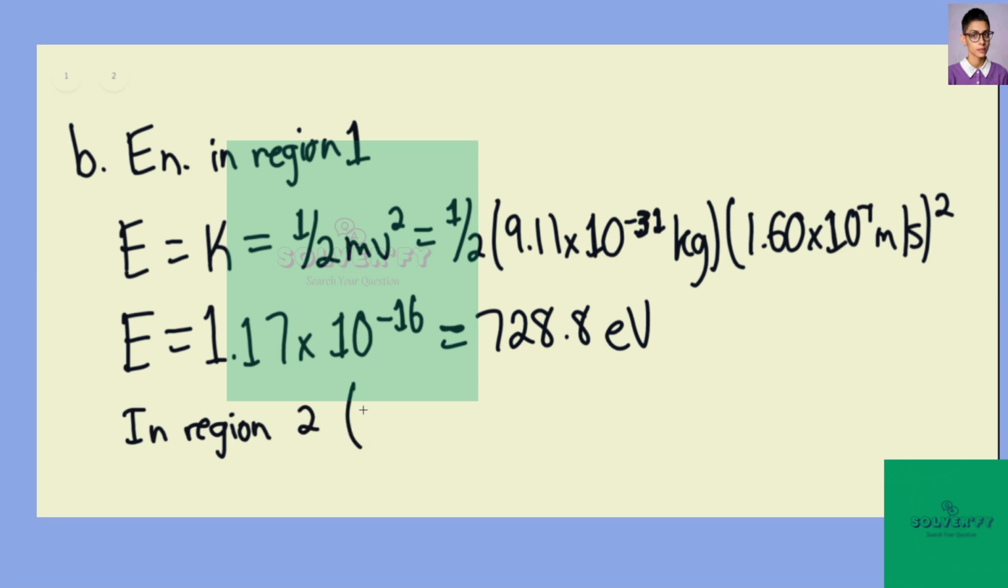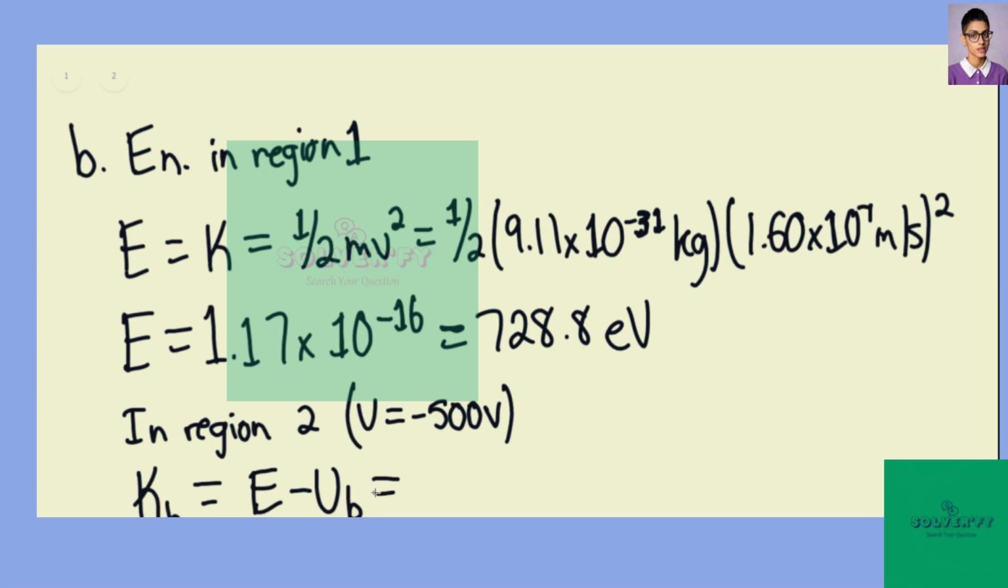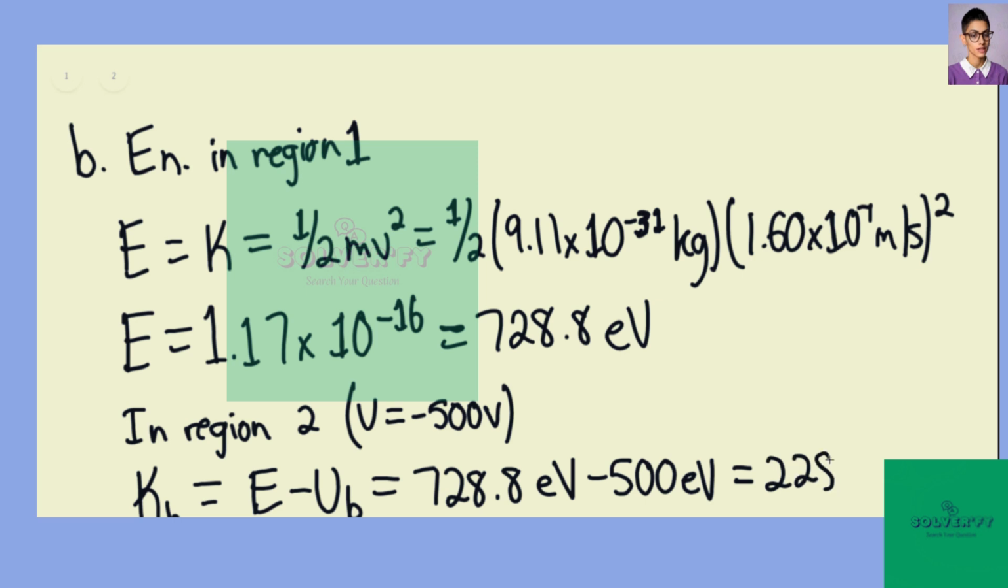Now here in region 2, where the electric potential V is equaling negative 500 volts, we can then say the kinetic energy of the electron in region 2 would be equal to the energy in region 1 minus the potential energy. So this would be equal to 728.8 electron volts minus 500 electron volts. This would be equal to 228.8 electron volts. This would be the energy in region 2.